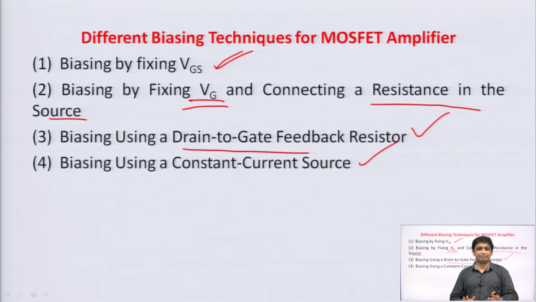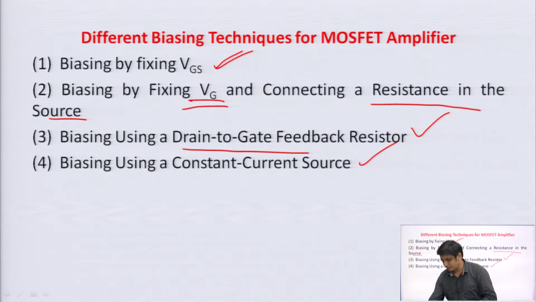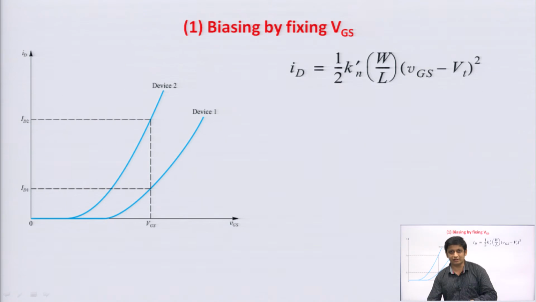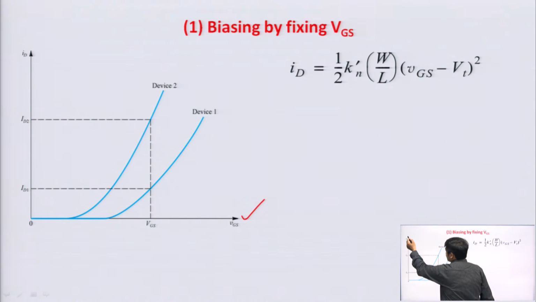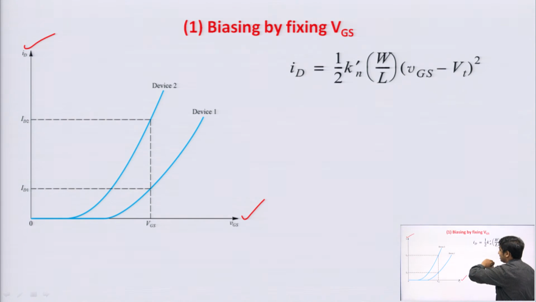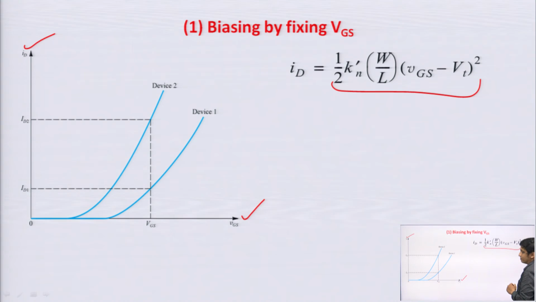So, the techniques are same, the concept is same, fine, but we need to review it. The first technique is biasing by fixing VGS. Now, you can see that on the x axis there is the gate to source voltage, on the y axis there is the drain current ID, and obviously we will talk about the saturation region in MOSFET. In BJT we talk about the active region, here we talk about the saturation region. In the saturation region we know this equation for drain current.